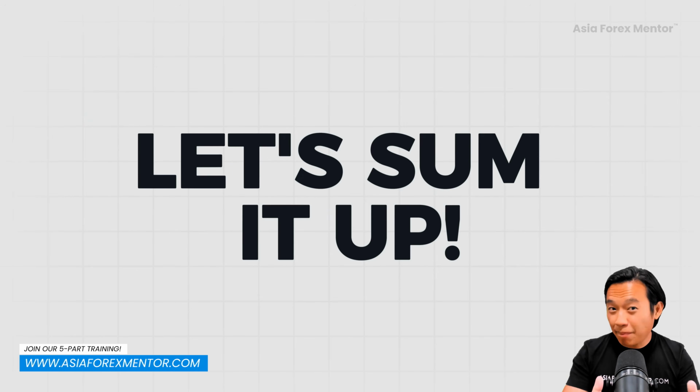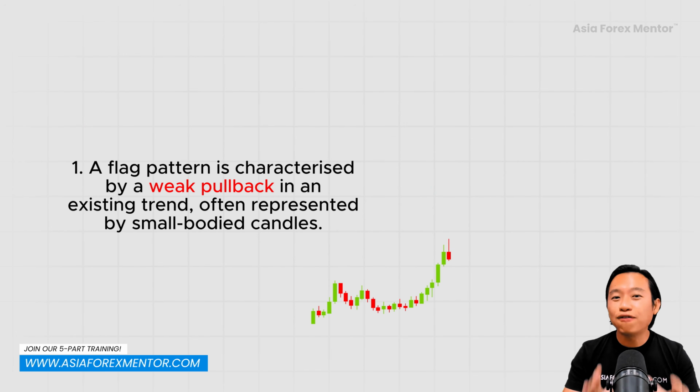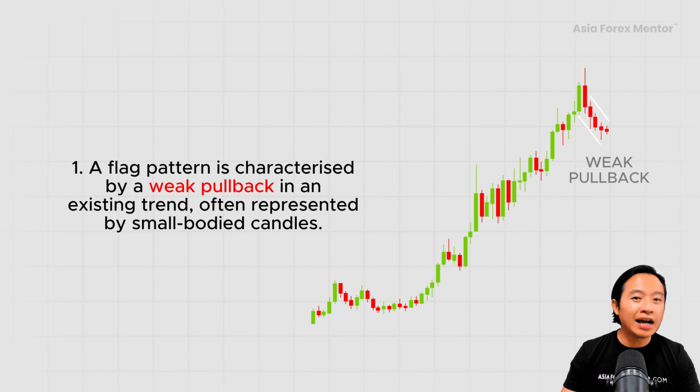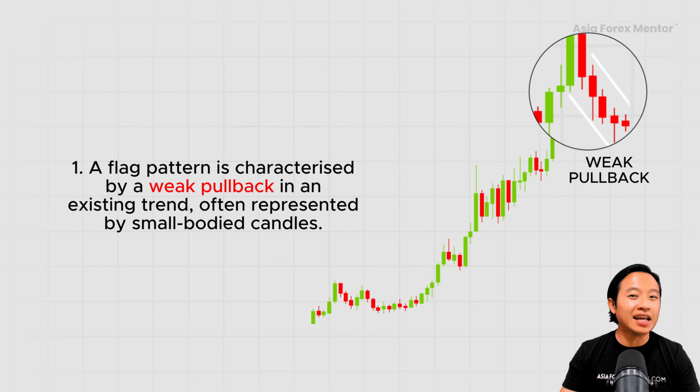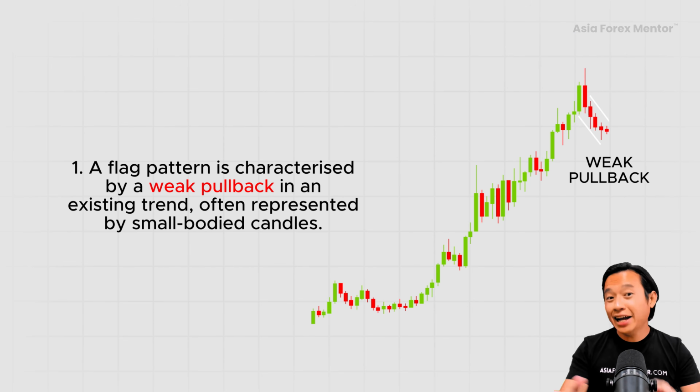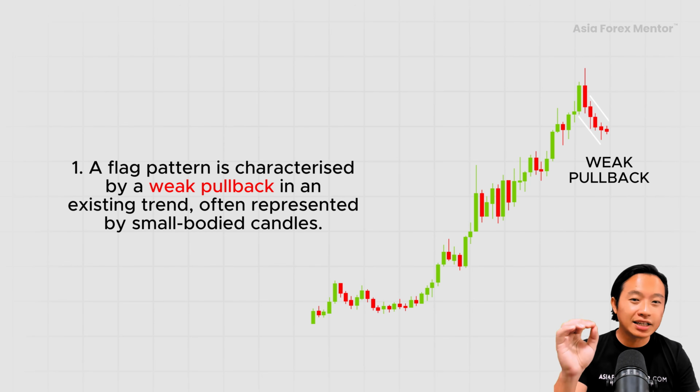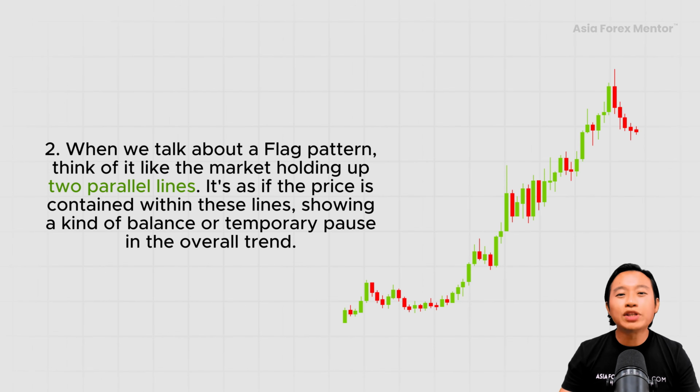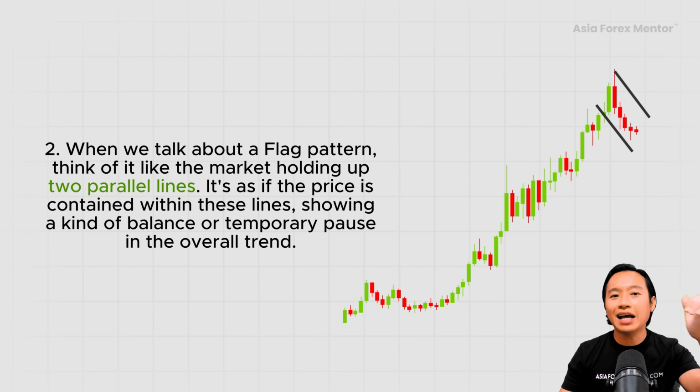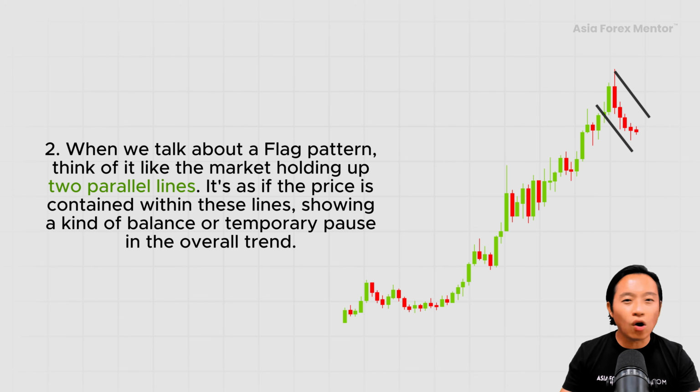Okay, let's sum it up. Number 1, a flag pattern is characterized by a weak pullback in an existing trend. And that is often represented by what? Small bodied candles. Number 2, when we talk about a flag pattern, think of it like the market holding up two parallel lines. So it's as if the price is contained within these lines, showing a kind of balance or temporary pause in the overall trend.